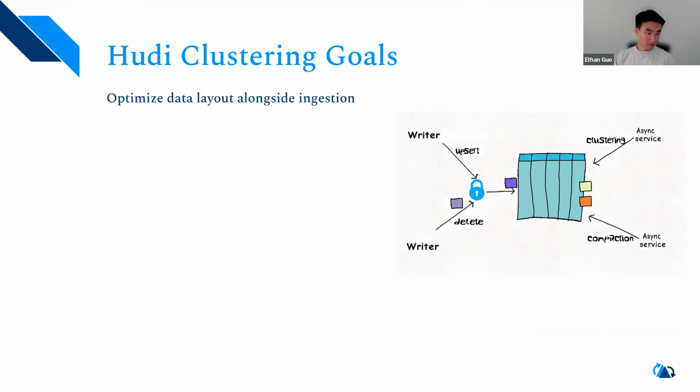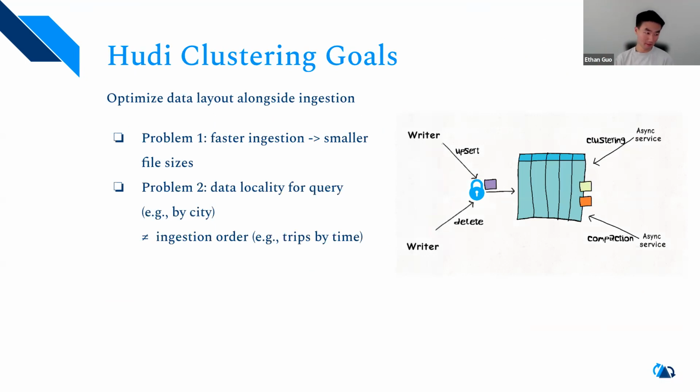Right, sounds good. So let's move on to Hudi clustering. As I mentioned, these storage layouts may seem very complex, but Hudi already makes it pretty easy for you. The goal here is to optimize the data layout alongside the ingestion. There are two problems that we observe. The first is that if we really want to do incremental ETL to enable fast ingestion, it usually results in smaller file sizes, which is not very good for query performance.